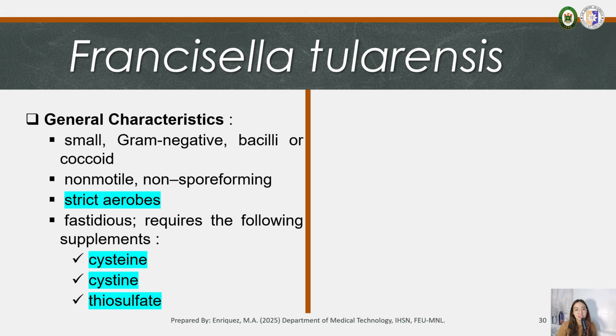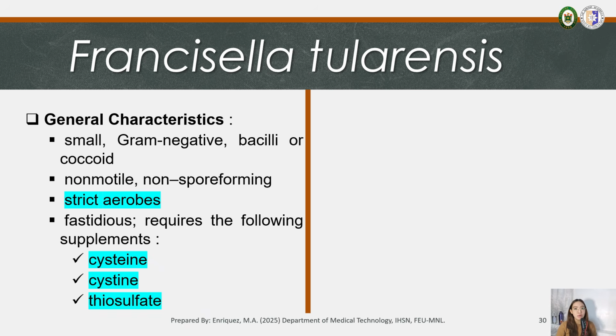Francisella tularensis is a small, non-motile, non-spore-forming gram-negative bacilli that are strict aerobes. Okay, so as fastidious bacteria, it requires the following sources of nutrition: cysteine, cystine, and thiosulfate. Okay, ulitin po natin. Francisella tularensis is a fastidious organism. When we say fastidious, they require very specific nutritional sources for them to grow. And again, for Francisella tularensis, it's these three: cysteine, cystine, and thiosulfate.